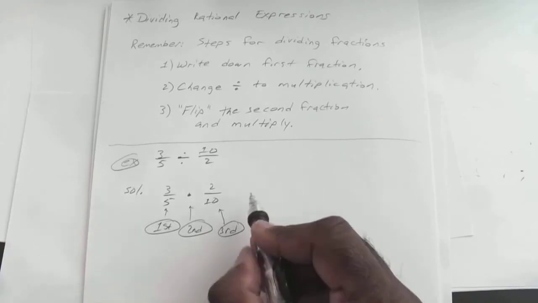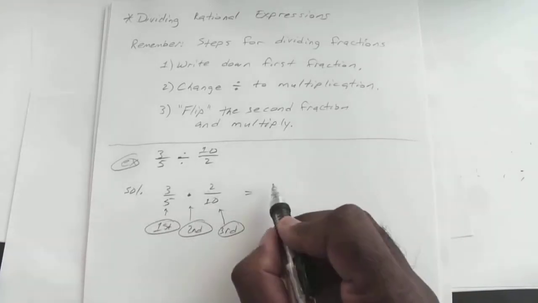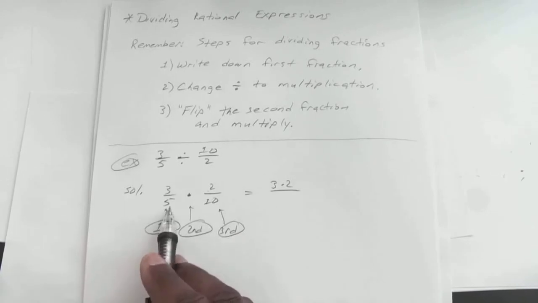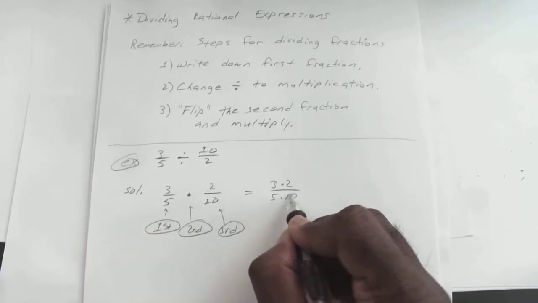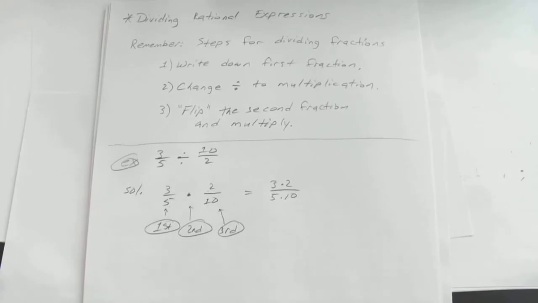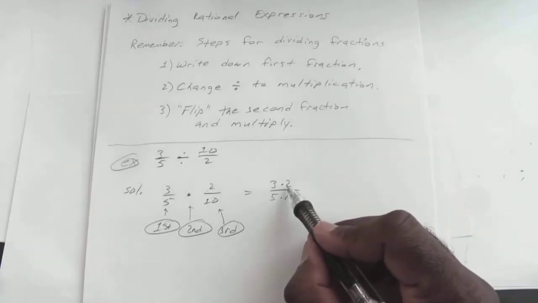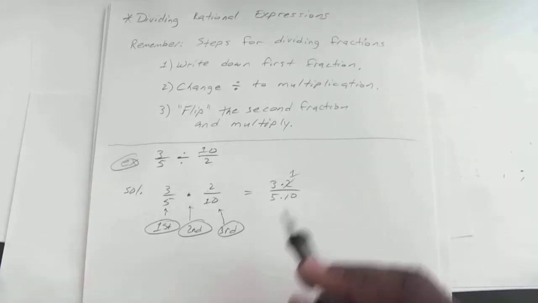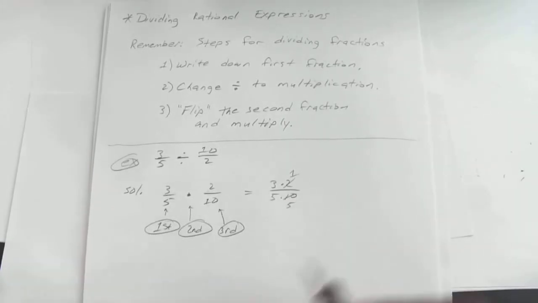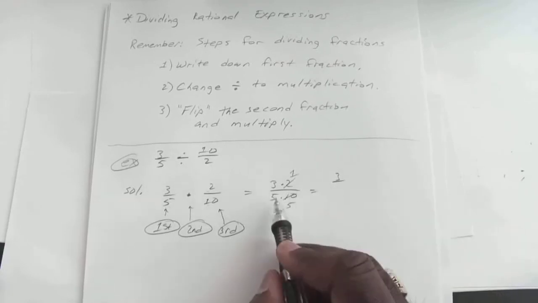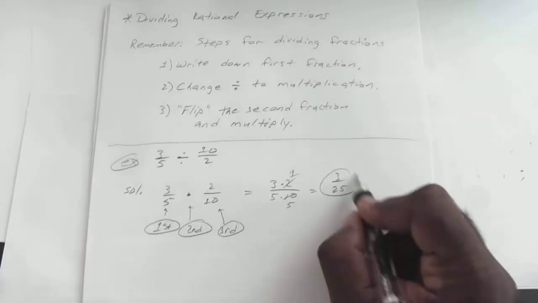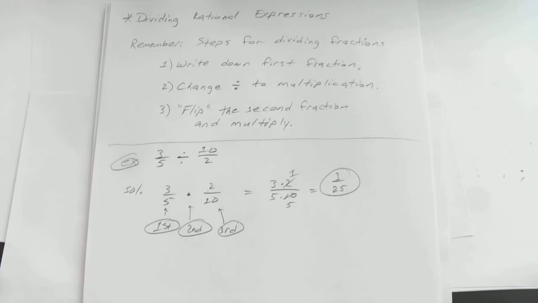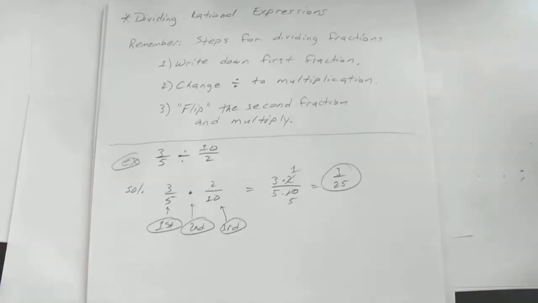And then you just multiply it across. So you have 3 times 2 over 5 times 10. You can simplify it here, or you can simplify it after. Probably easier to do it here. 2 divided by 2 is 1. 10 divided by 2 is 5. So that leaves us with 3 over 5 times 5, which is 25. So you're going to do the exact same steps when dividing rational expressions. All right, leave that up for a few more seconds.